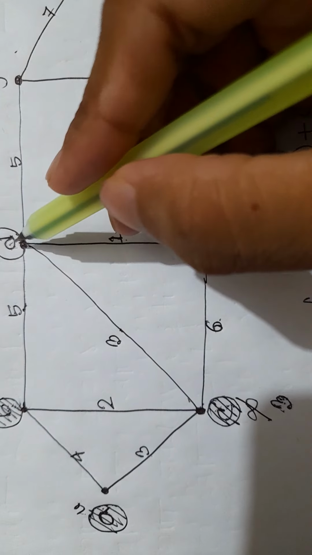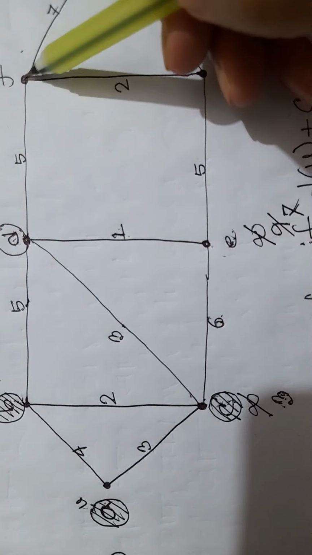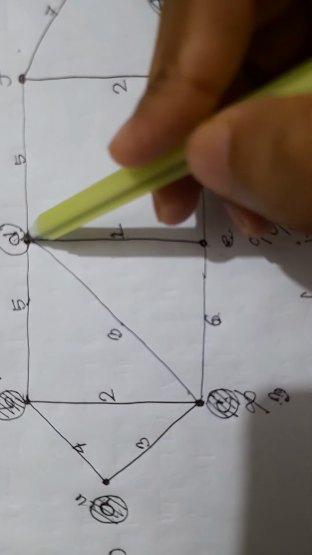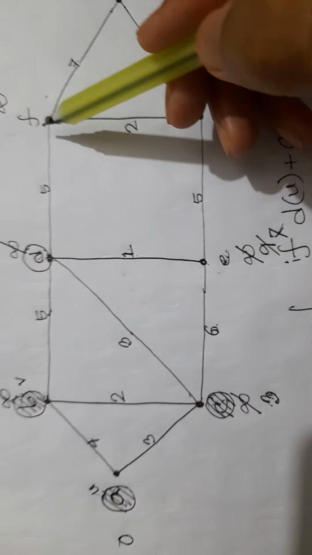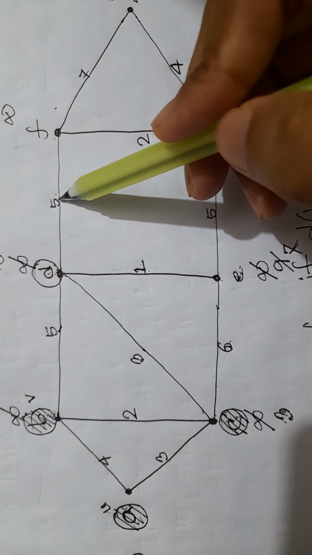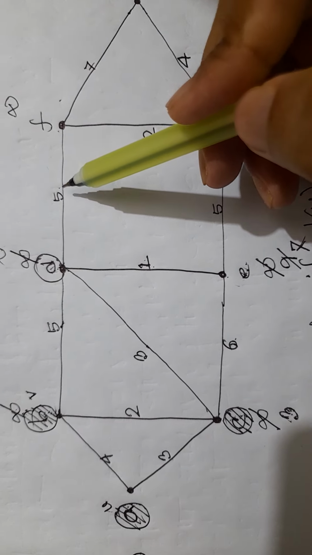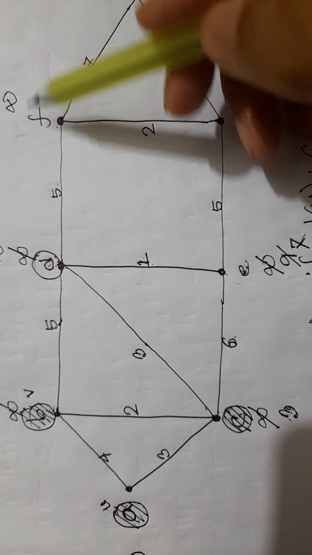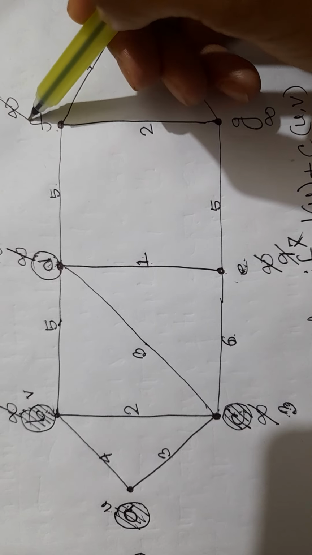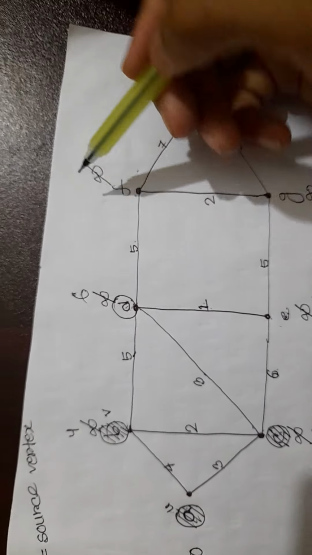Now we visit D to F. The distance of D equals to 6, the cost of DF equals to 5, so the value is 6 plus 5 equals to 11, which is less than the distance of F, so the value is updated.